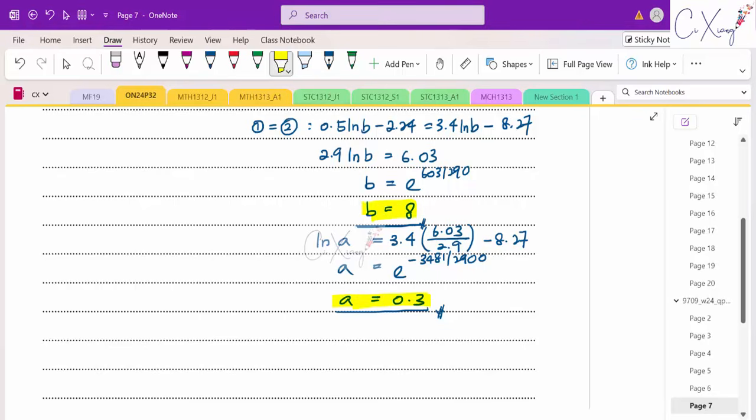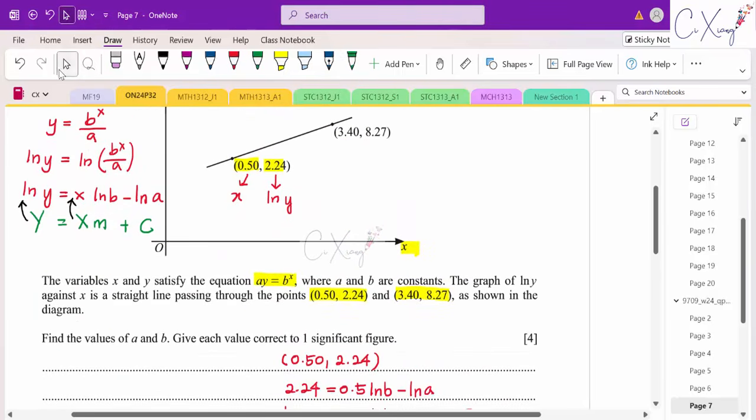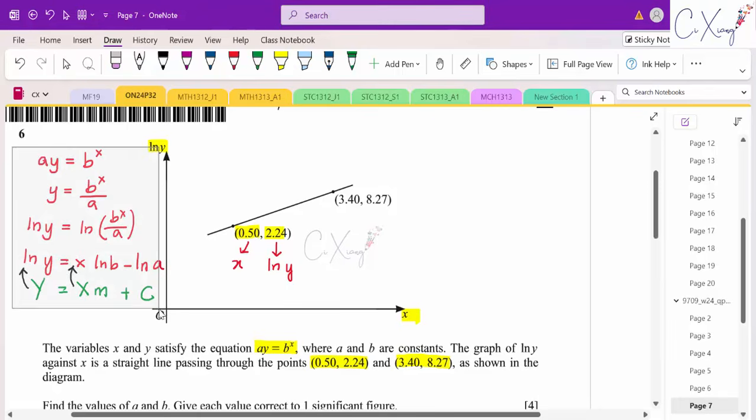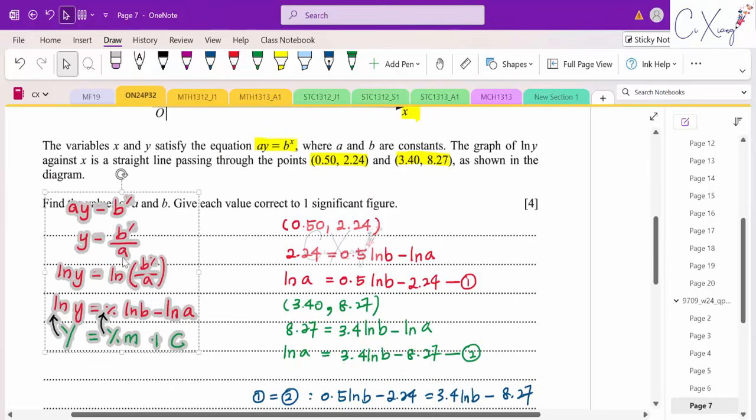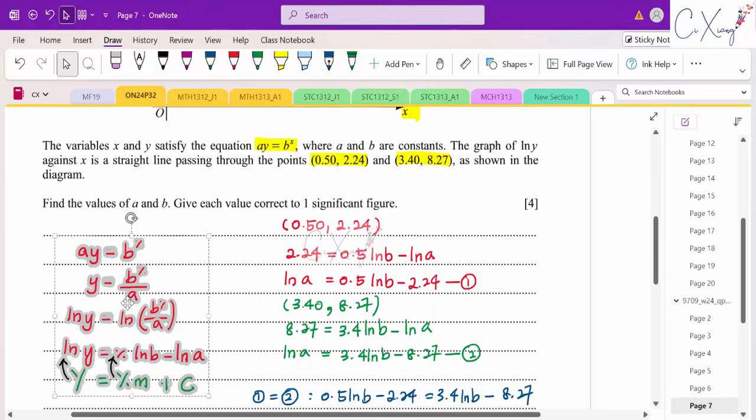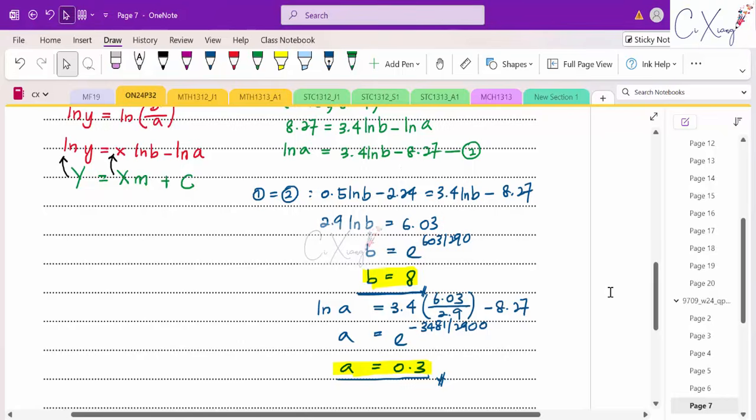Okay, so the beginning part for this question is that you basically need to convert them into a linear equation first. Then after that only you can solve it by forming the two equations from the points provided. Then you solve them simultaneously. Alright, so this is how we solve question number 6.